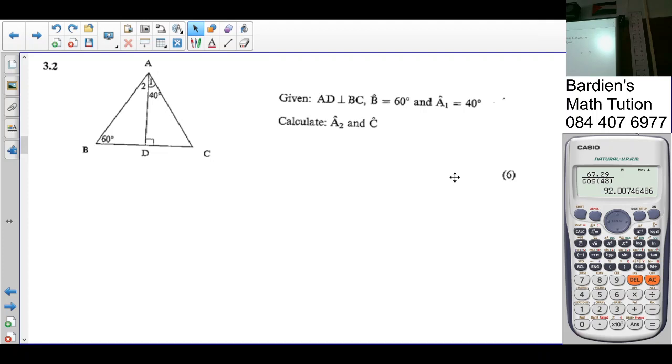Anybody? Yes? 40. Why? It is 40. No, it's not. But why do you say 40? Vertically opposite. For that to be vertically opposite, then that line has to be extended, and that is 40. That's vertically opposite.